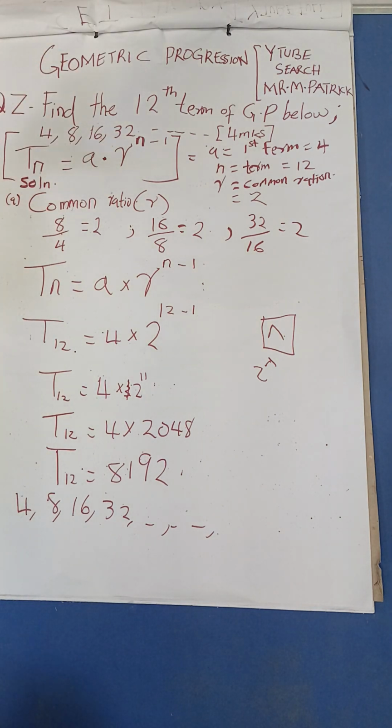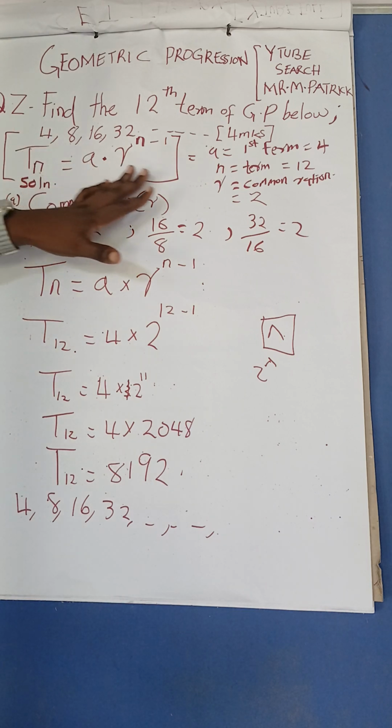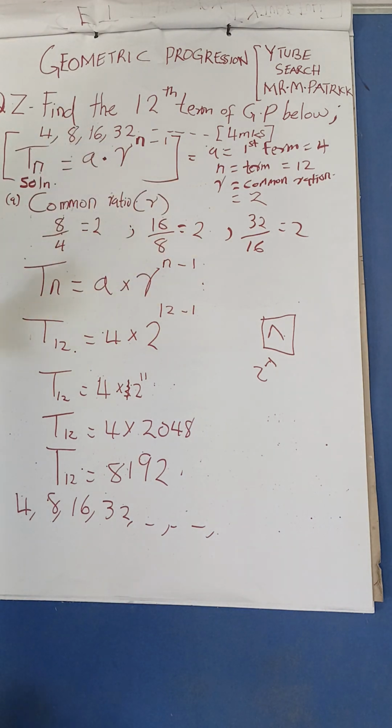So I can give you an assignment on the same. You can now calculate the 20th term for your practice. Just use the steps: first, what you are calculating is the common ratio. Then after that, you fix it in our formula here.